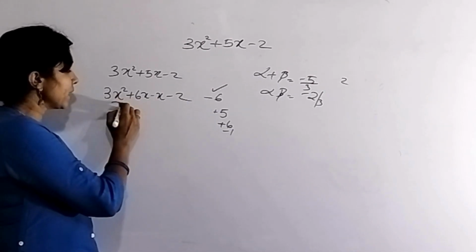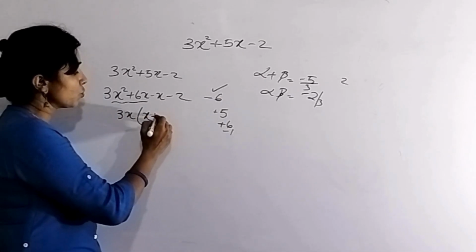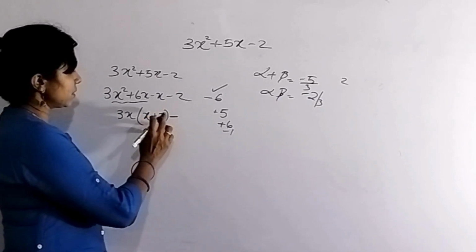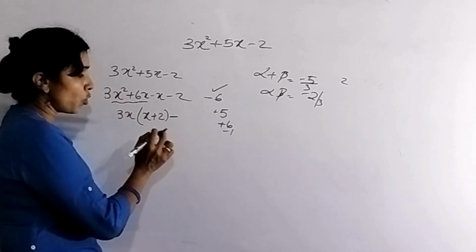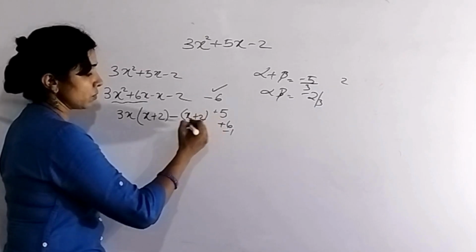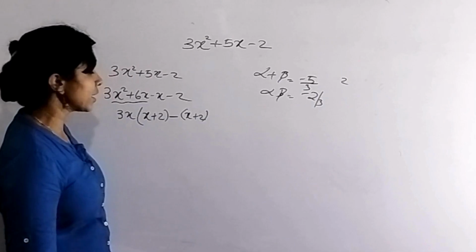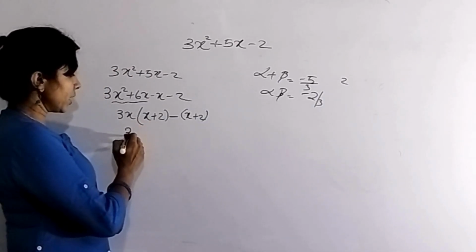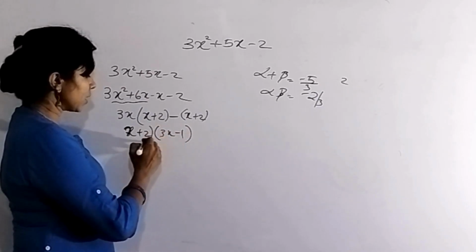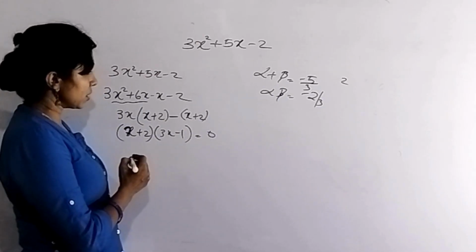Now 3x is common in these two terms, so I take 3x outside: x plus 2 here, and here I take the minus sign outside, because I have to get x plus 2 as common, so x plus 2 here also. Okay. So what are the real factors? Here x plus 2 is again common; I am taking it outside. So x plus 2 and 3x minus 1 are the factors of my quadratic polynomial.